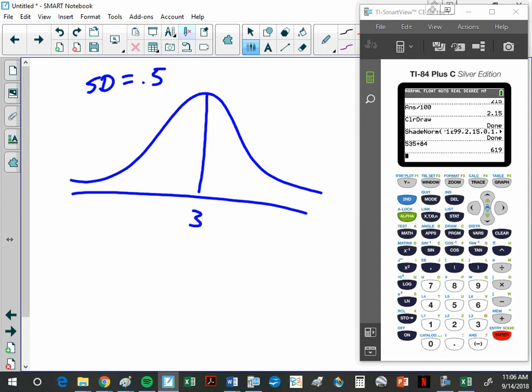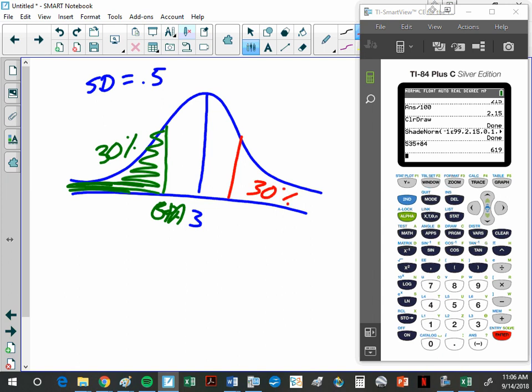It's to the left of 3. So I want to know what z-score, well, what value, what GPA gives me 30% area on the left. How am I going to calculate that? Well, I need 30 on the other side, which gives me 40 in the middle. And I look up 40 in my table, and it looks to be 0.52. So z is equal to negative 0.52. Does everybody understand why it's negative?